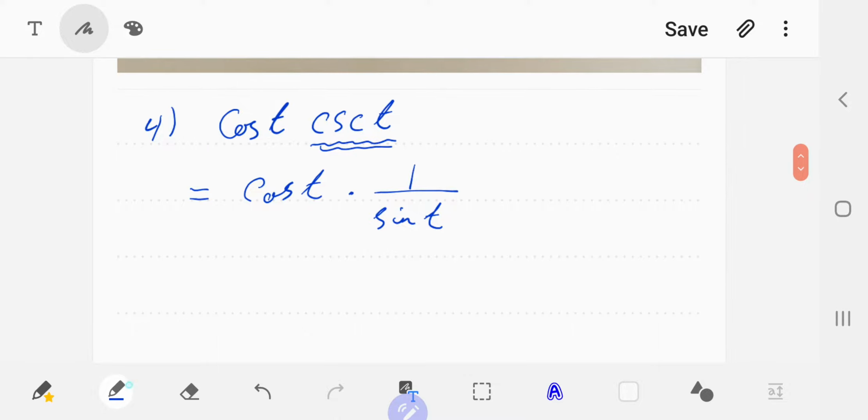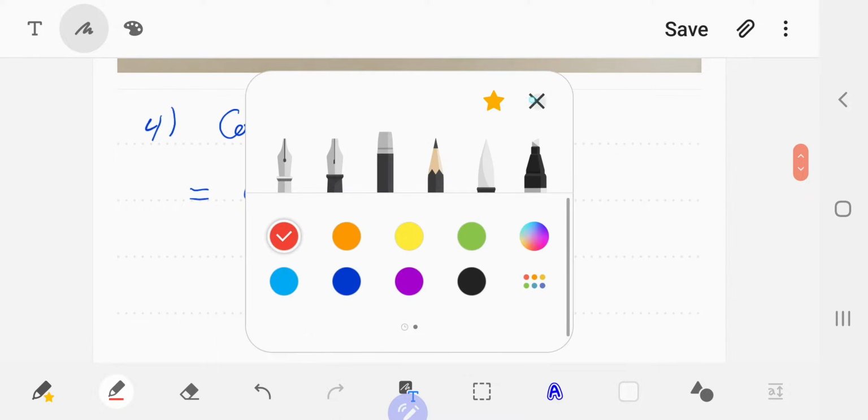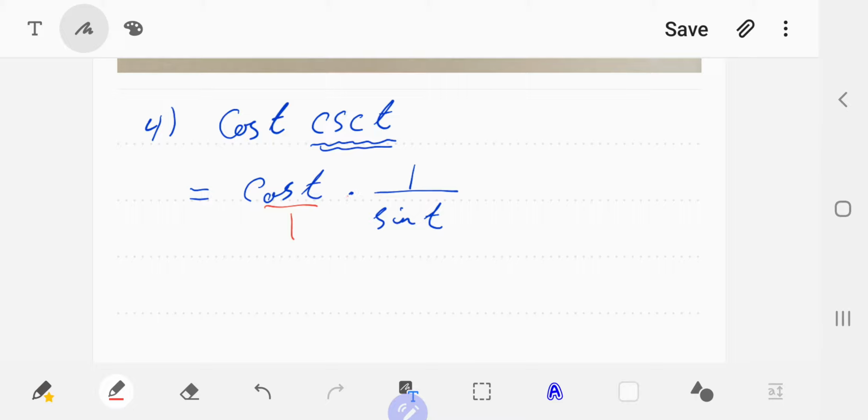So what does this mean? Of course, here we have cosine over 1, so it's multiplication between the fractions. Just multiply numerator by numerator, denominator by denominator. So this will be cosine t over sine t. So here's the answer in terms of cosine and sine, and of course keep in mind that this can be written as cotan t. Okay, what about the next one?